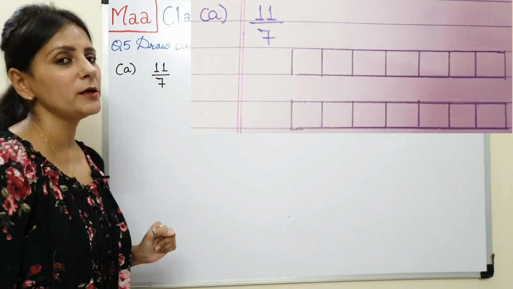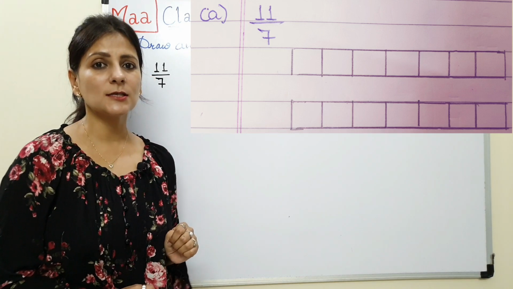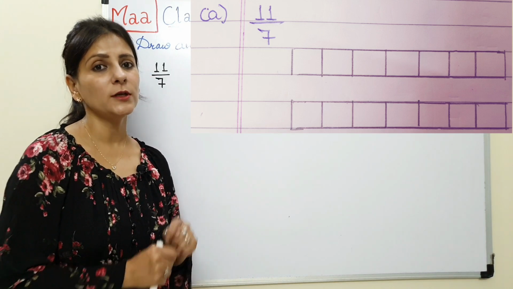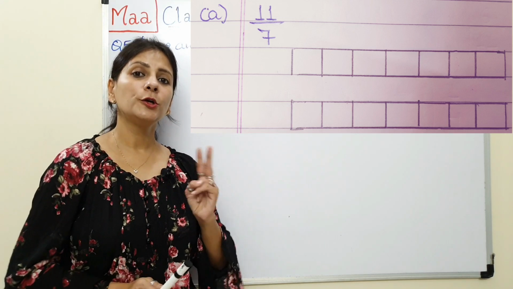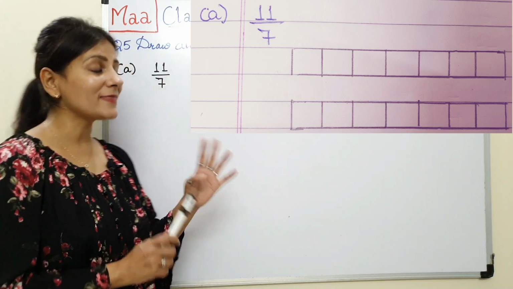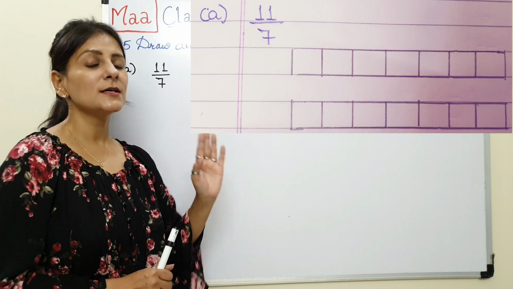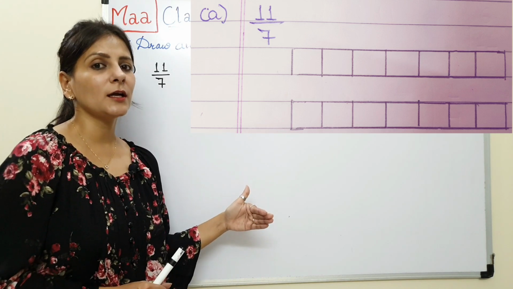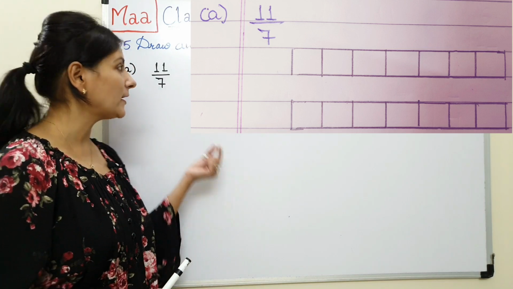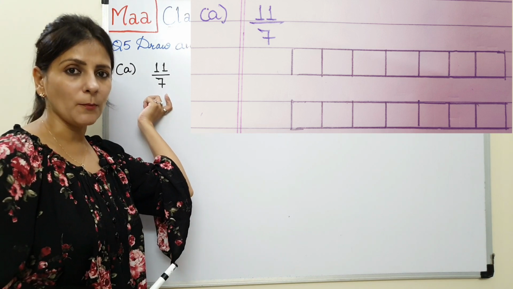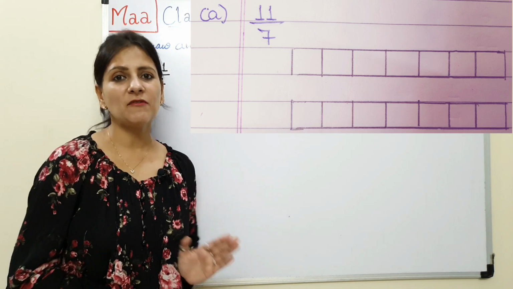So the first part is 11/7. This we have to show in diagram. So here you can see in this image how I have shown 11 upon 7. You can see in the image that I have drawn two rectangles, okay, and the first rectangle I have divided into 7 parts. Then again the second rectangle also I have divided into 7 parts. Why I have divided it in 7 parts? Because there is 7 in the denominator. So first of all I have drawn two rectangles and divided them into 7 parts.